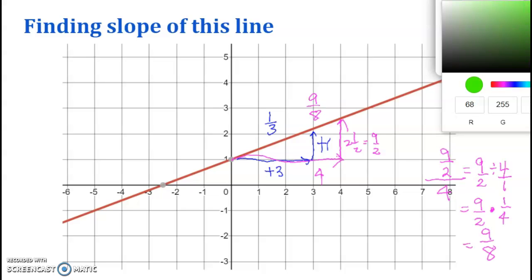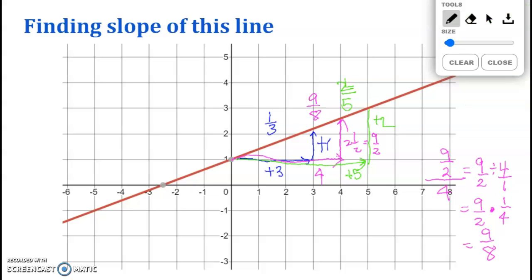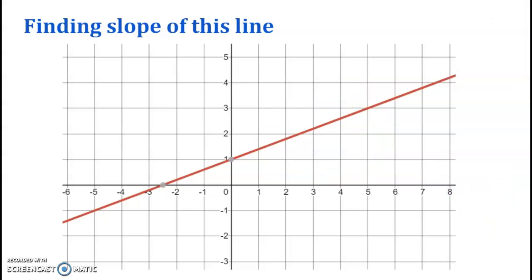Okay, what if I chose a different triangle? What if I chose this one? So that's 1, 2, 3, 4, 5, so plus 5 to the right. And then from here, I'm going to go up by 2. So I get 2/5. Well, they can't all be correct. Something is not right. One is correct, two are not. How do I decide which points to choose? To explain that, I am going to magnify this in the next slide.